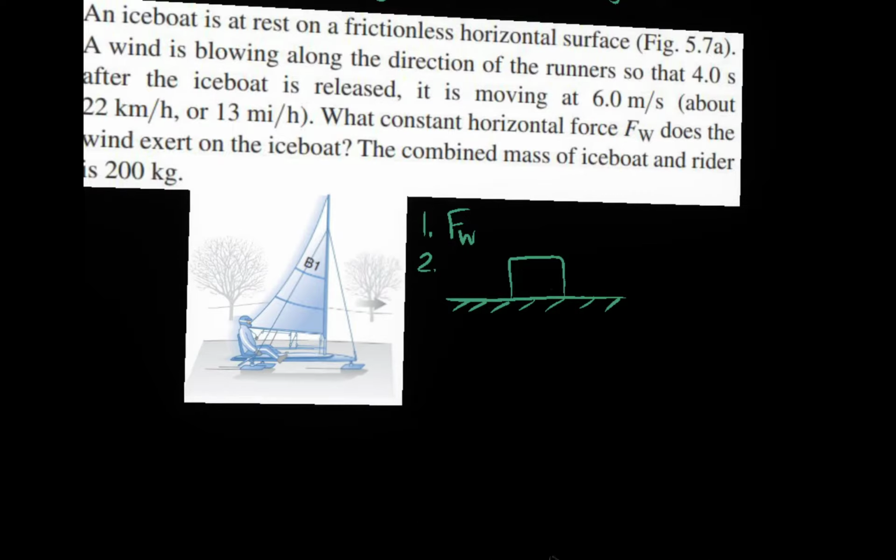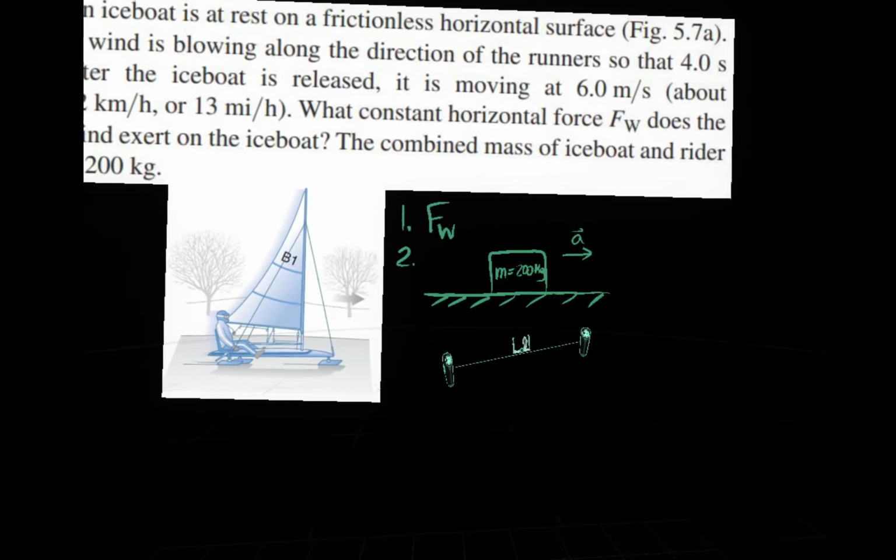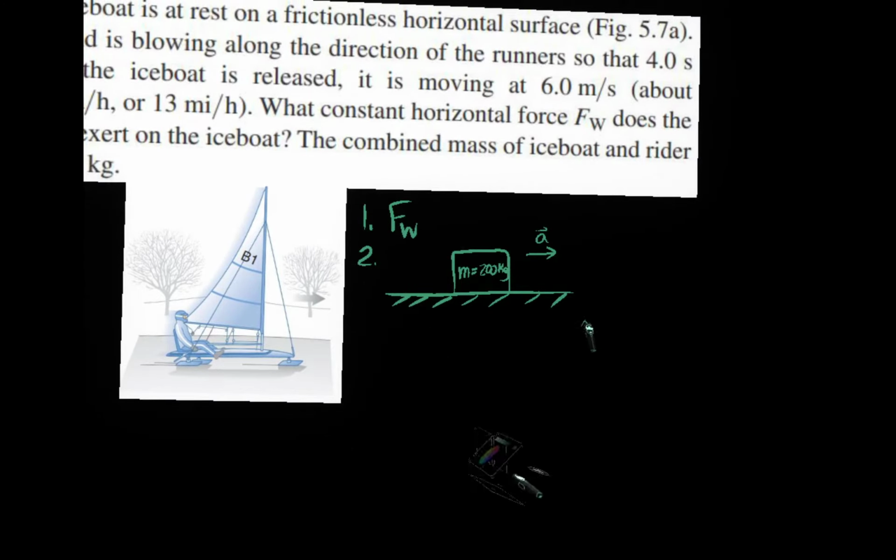It has some mass, perhaps. Yes, the mass of the ice boat and the rider is 200 kilograms. So I'm going to say m equals 200 kilograms, right on there. All right. And then there's an acceleration in this direction. That's just to remind myself we're using Newton's second law here. There is an acceleration. Alrighty. What are some other things we know that we could just attach to the sketch, just to write down things that we've identified?